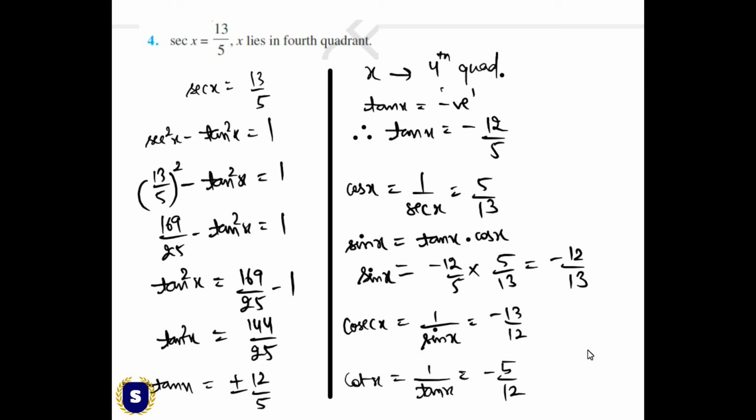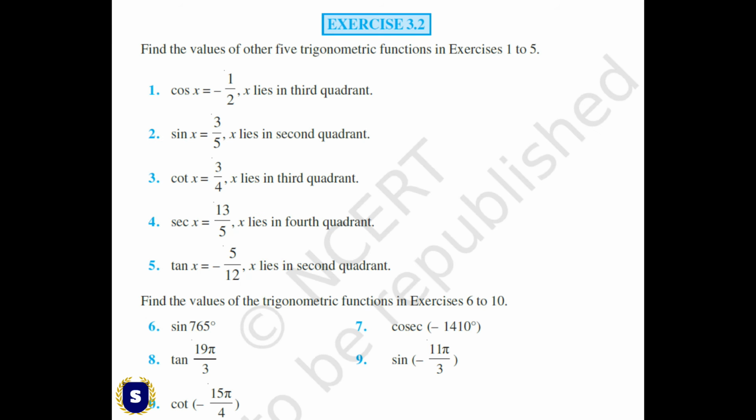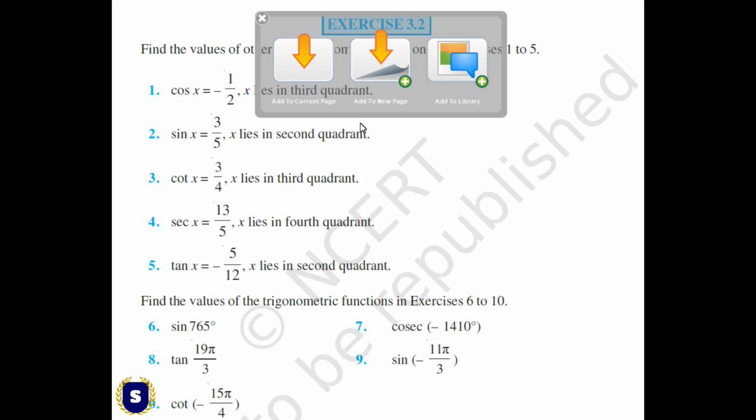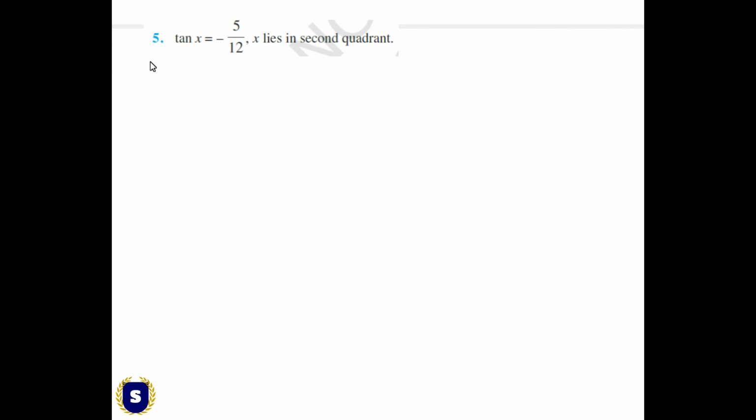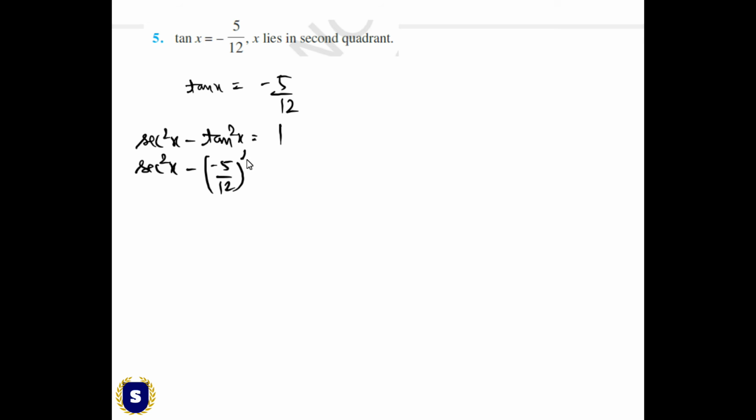Let us jump to the next question. Question number 5. So we have been given the value of tan x here. Tan x is equal to minus 5 by 12. So again, using the same identity, sec square x minus tan square x, I can calculate the value of sec x here. Let's substitute the value of tan x first.